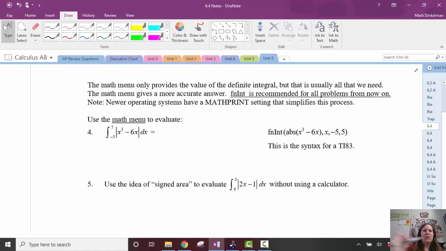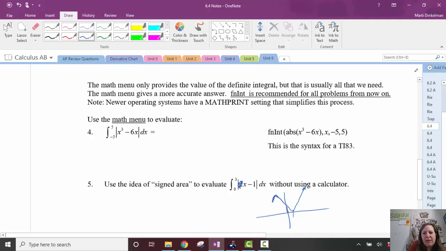Actually, maybe I'll just change the problem real quick. Let's pretend it just says x minus 1 and not 2x minus 1. What we could do with that, because it is signed area, is actually just draw the picture. We know that if it's x minus 1, it's just that v that's moved over 1. And if we want to find this area from 0 to 3, then we can find just the area of those triangles and add them together, since we know that that's what integrals, at least definite integrals, are doing.